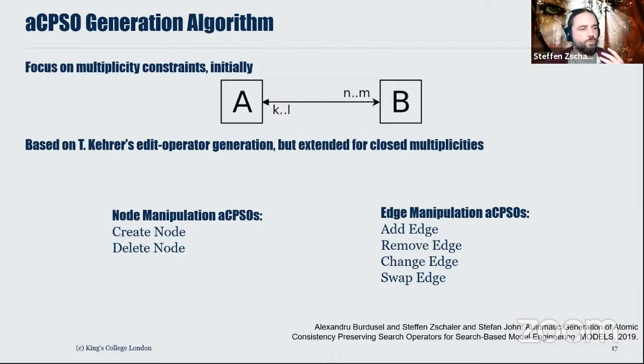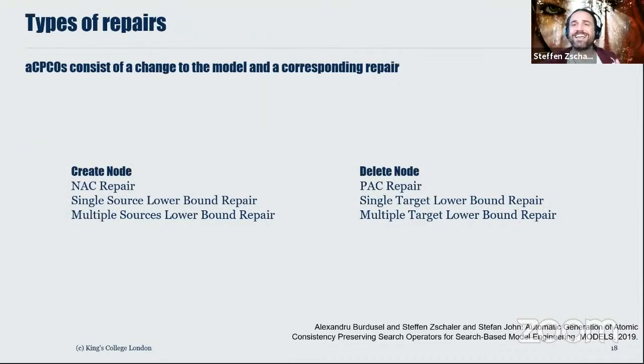And so we create different types of rules for creating nodes, deleting nodes, and manipulating edges in various ways. And for these, we then create various types of repairs. In particular, for creating and deleting nodes, we create these three types of repairs. The simplest one is always to add an application condition. In the case of creating a node, that's a negative application condition where we can say we're creating a node, but we can only do that if we can satisfy its constraints. For deleting nodes, it's a positive application condition. We need to make sure that the other side still has enough things attached to it if we take one of its relationships away, right?